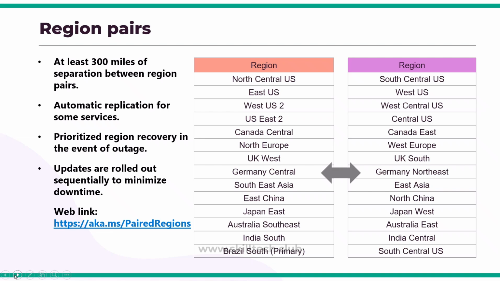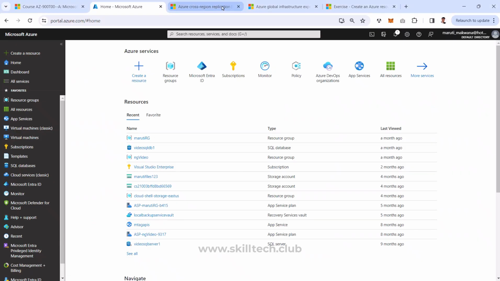They also make sure that if they roll out any updates, they roll them out sequentially. First they make sure the update is up and running in one region, and only then is it done in the paired region. You can see some regions listed here: East US is paired with West US, Japan East is connected with Japan West, and in the same way North Europe is connected with West Europe. You can see the full list in the link mentioned here, which shows the paired regions. I strongly recommend you go through that particular link.